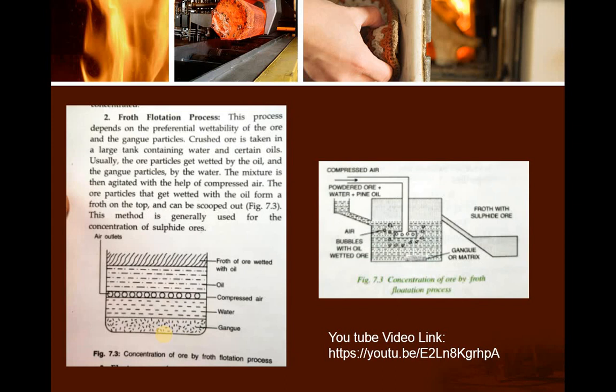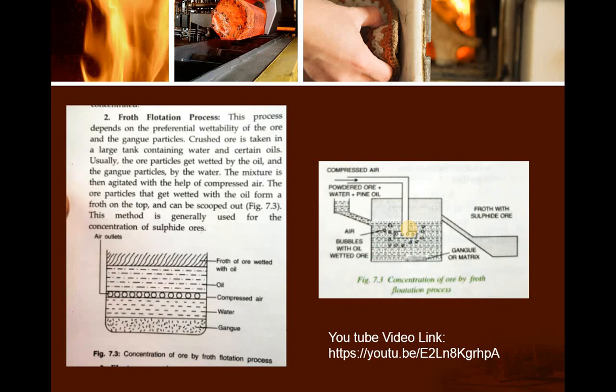What is done? The crushed ore is taken in a big tank containing pine oil and water. Then potassium ethyl xanthate is added to it. A current of compressed air is also passed. The whole mass is agitated, meaning stirring. There is stirring at a high speed, that is agitation.